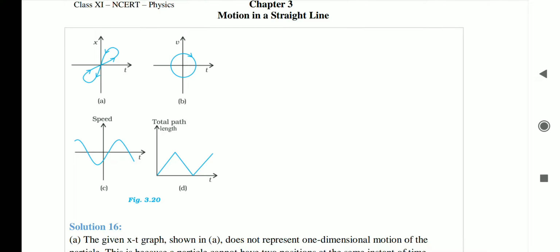Now look at the D graph. This is total path length with respect to time. Now we are watching here that total path length is increasing and then decreasing and then increasing, which is not possible. The total path length never decreases with time. So again this graph is not possible.